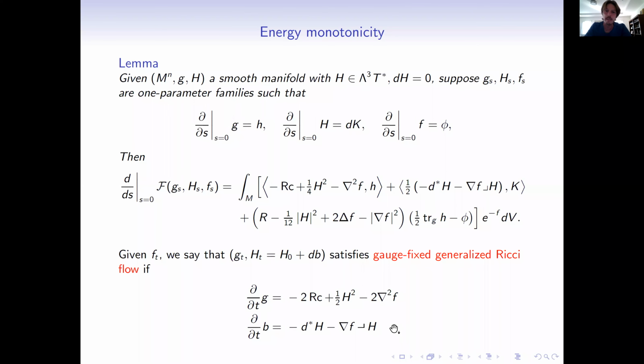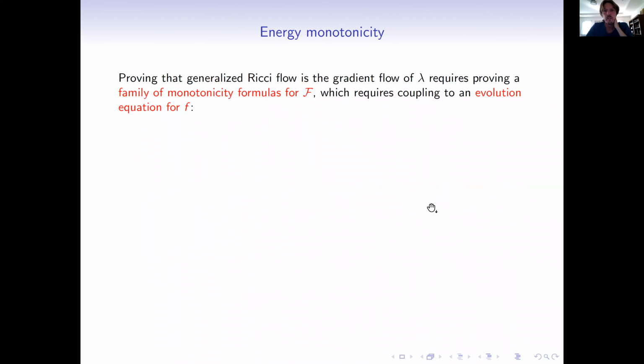So that's one thing: looking at this formula, it suggests studying a gauge fixed flow, but also, of course, we need some kind of PDE, or some kind of equation in any case, for f. And we also have this last term to deal with. The magic of Perelman's argument is that these problems all fit together and resolve each other simultaneously. So if we're going to prove that this gauge fixed generalized Ricci flow is the gradient flow of lambda, then we end up proving a family of monotonicity formulas for script F, which requires coupling to some evolution equation for f. So what is this relevant evolution equation?